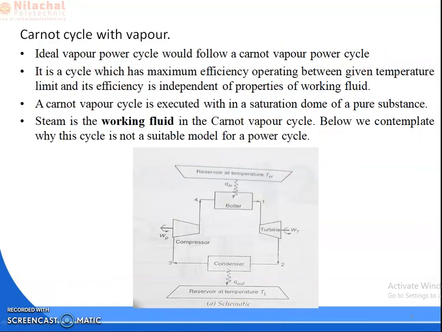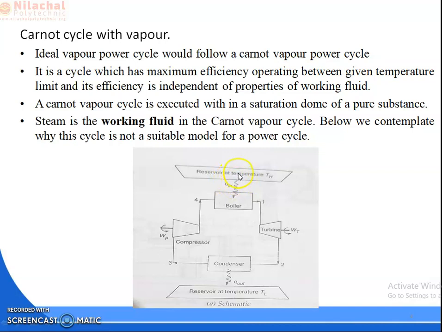First we will discuss the Carnot cycle with vapor. This is the ideal vapor power cycle, which follows the Carnot vapor power cycle, and this cycle has maximum efficiency operating between the temperature limits TH and TL. The Carnot cycle is executed within the saturation dome for a pure substance. If you draw the Carnot cycle for a heat engine, that is different; here the Carnot cycle works on vapor, so the steam is the working fluid.